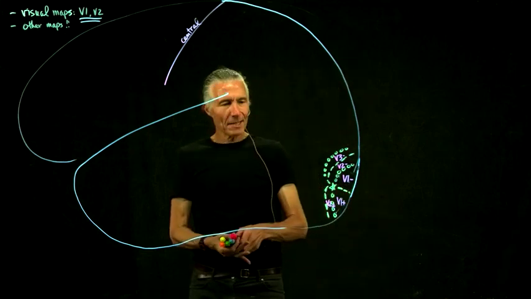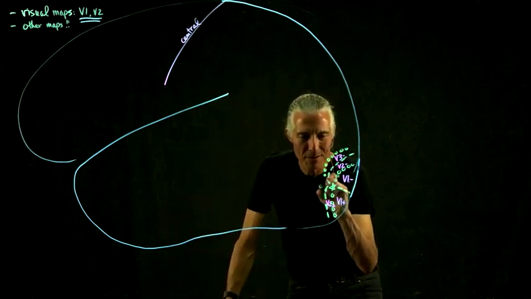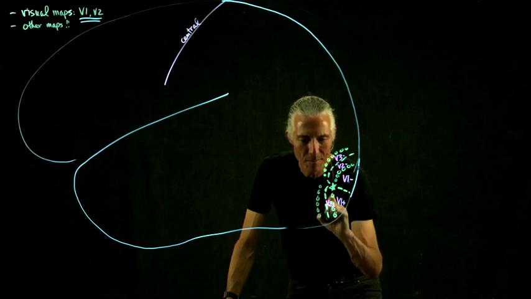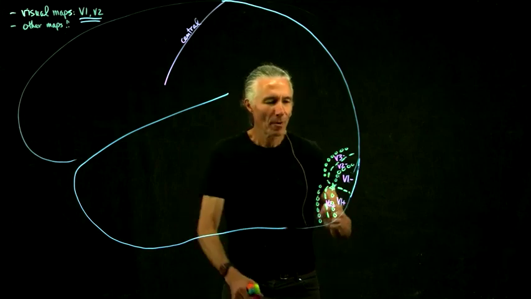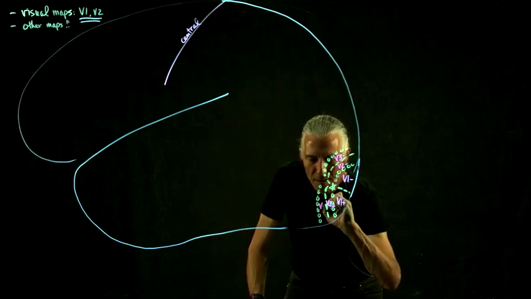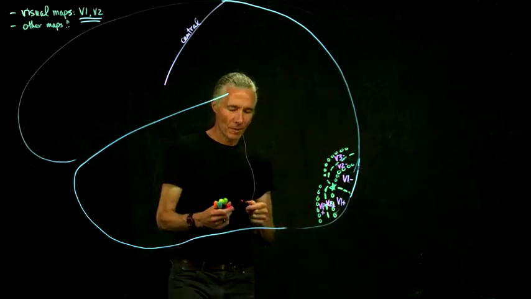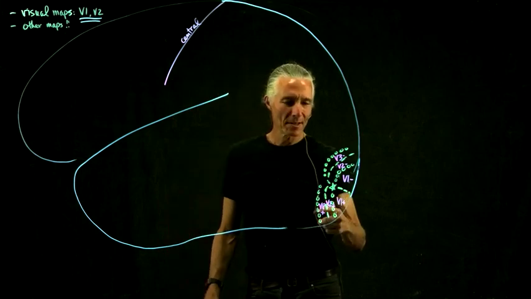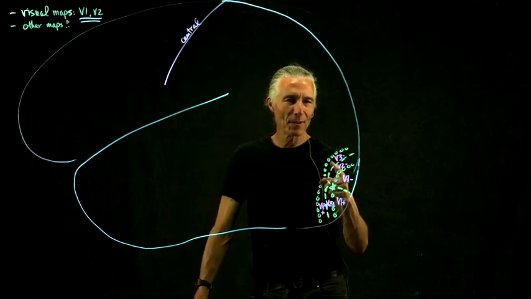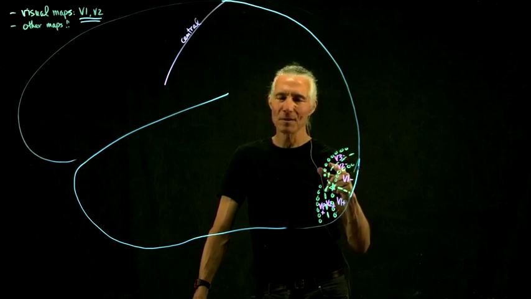But immediately there's naming disputes. There's another area right here in front of the upper part of V2 that is representing the upper visual field, but that one's called VP, as opposed to V3. So you wonder, why call that? Isn't that just the other half of V3? This is an example of the kind of disputes you end up with.